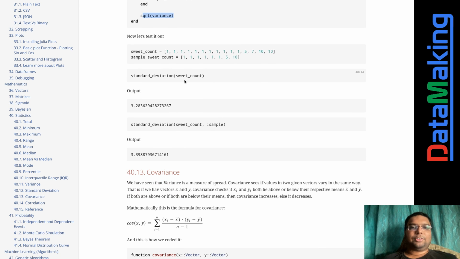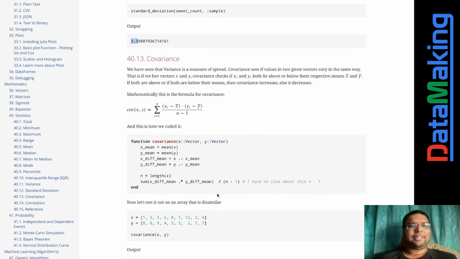Once again, we compute the standard deviation of the entire sweet count, and of the sample sweet count, that is the number of sweets distributed to people in a class or something like that. And it kind of matches. You can say it is 3.3 and this is 3.4, and it kind of matches.